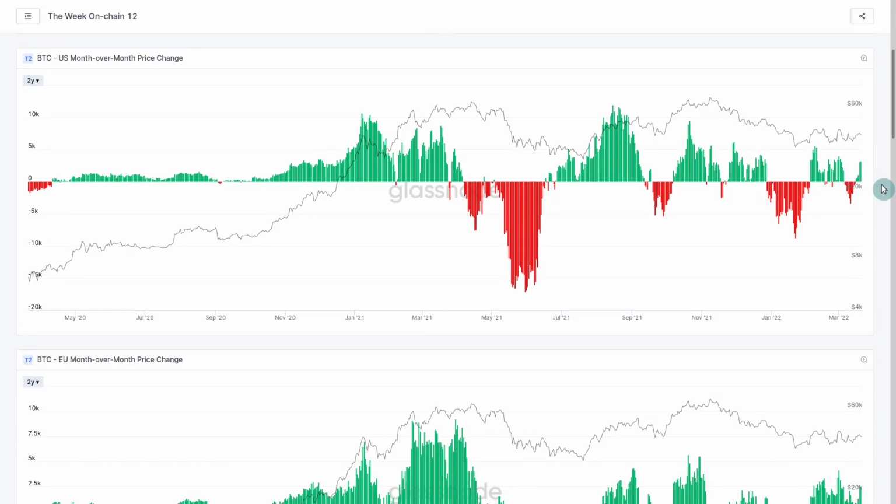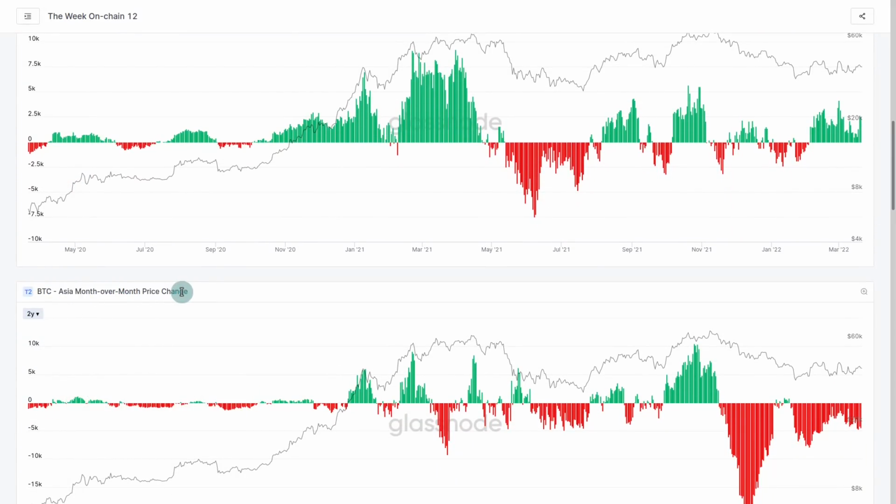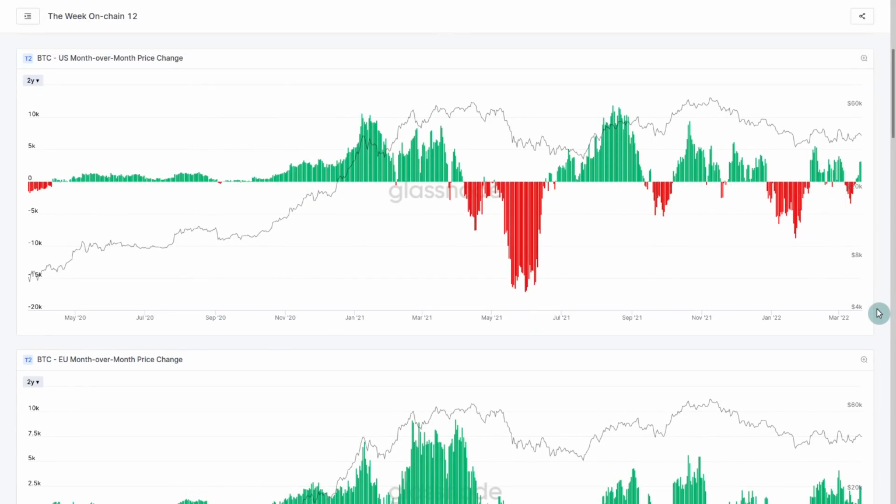So these are some of the metrics that we've released last week, what's called the US month over month price change. And we have one for the EU and we have another one for Asia. And we're going to look at these in a workbench chart to just try and clarify, but let me just start off by explaining how these metrics are constructed, and then we can start to compare their market structure.